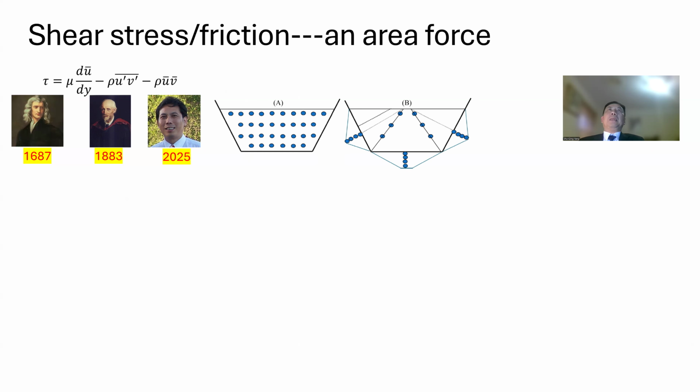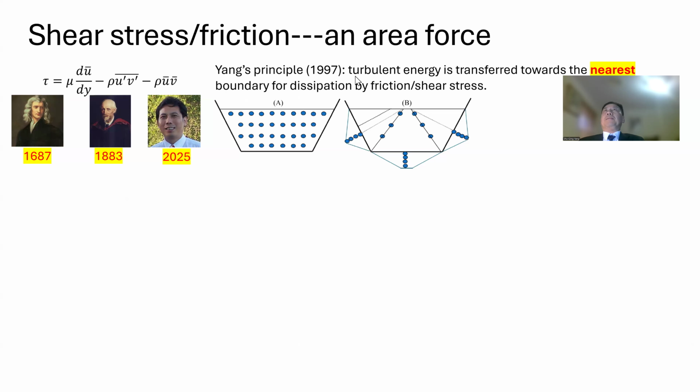To solve this problem, I proposed that turbulent energy is transferred toward the nearest boundary for dissipation by friction or shear stress. What this means: if we imagine this is our classroom and these are our students, we give the order to the students, everybody move to the nearest boundary here, here, here. And you will observe the students will move along the normal line of the boundary to stand here.